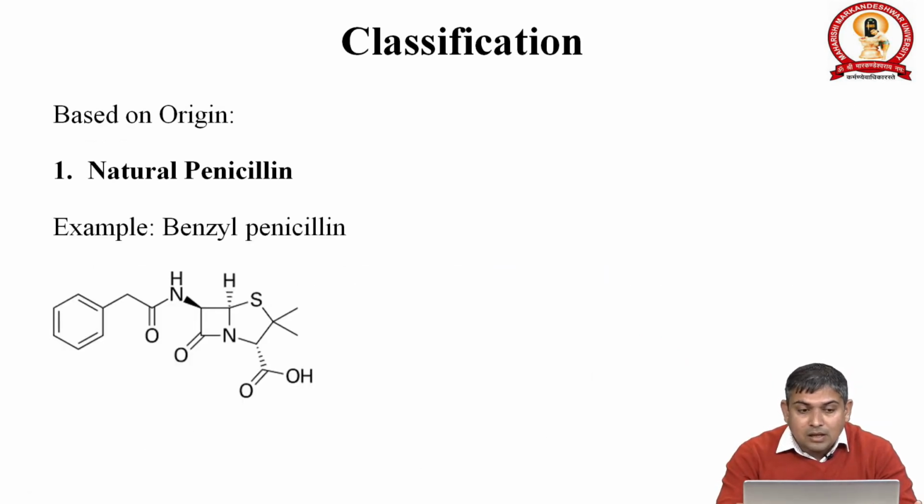Now we next move to the classification of penicillin antibiotics. Firstly, the penicillin antibiotics are classified on the basis of their origin. Either they are obtained from natural resources, or they are semi-synthetically derived from natural penicillin. Firstly, we study the natural penicillin. The example is benzyl penicillin, or penicillin G. This benzyl penicillin is characterized by the presence of the R substituent in the form of a benzyl group, that is CH2C6H5. This R group is clearly visible in the form of the benzyl substitution.